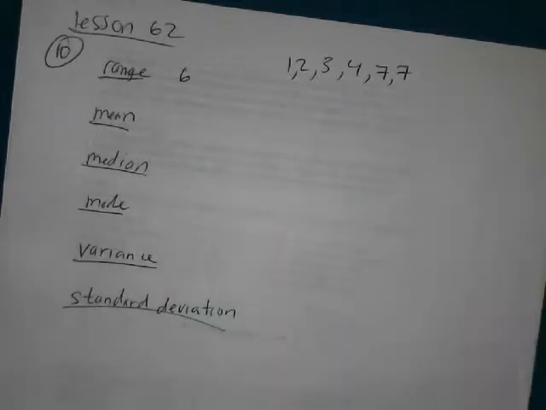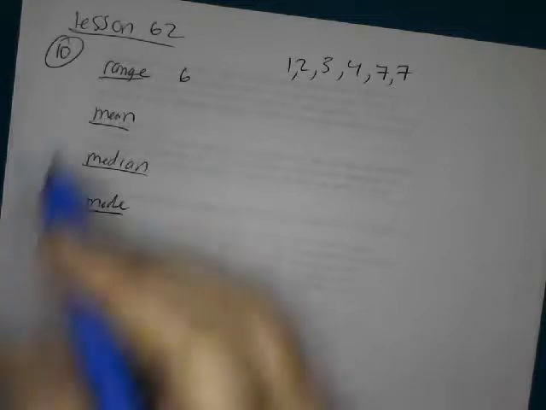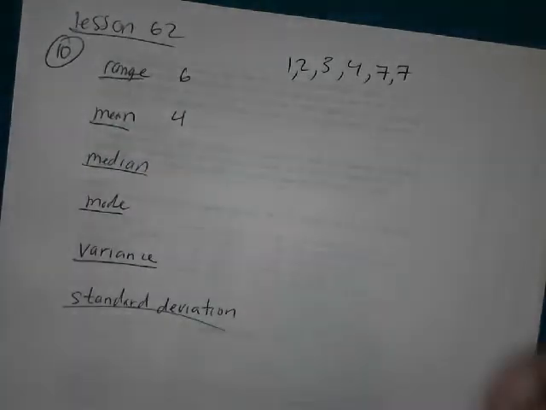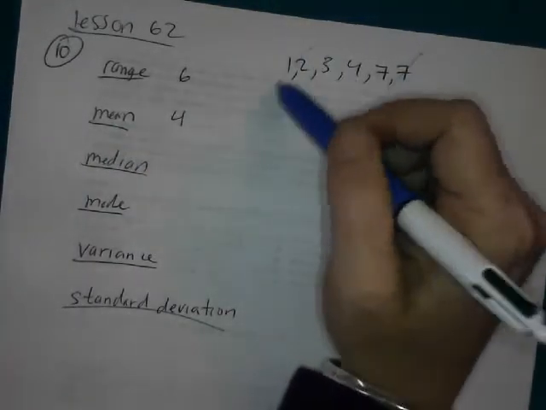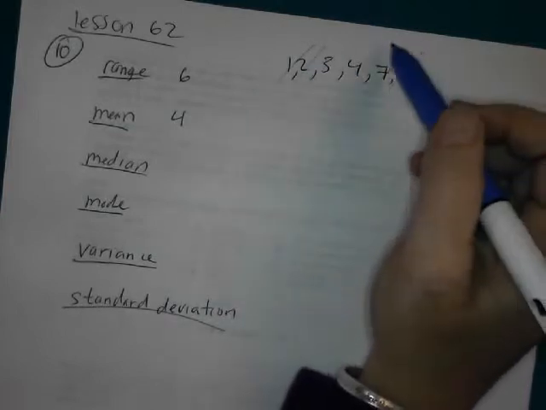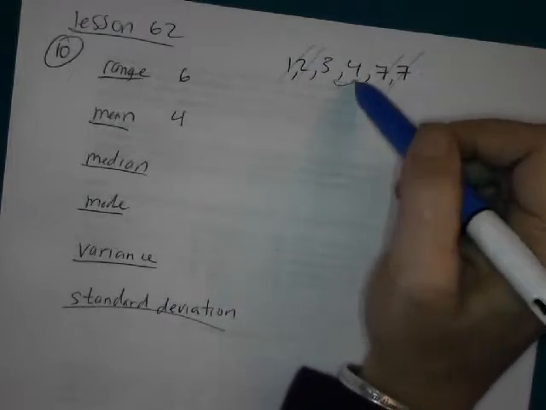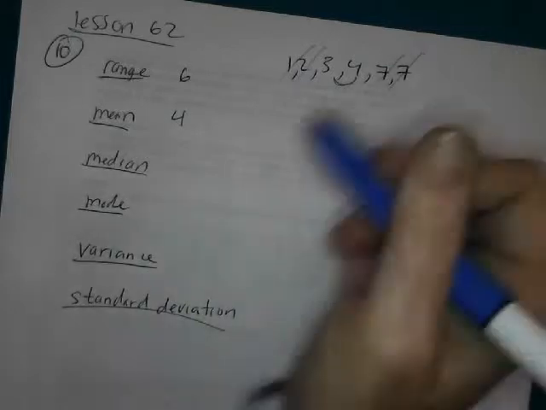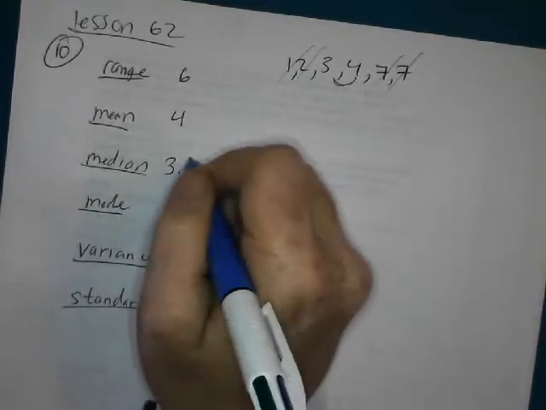Anyway, the range is 7 minus 1 is 6. The mean, does anyone remember what the mean was? You add them all up and divide by 6. 4. The mean was 4. The median would be the middle number, so it was 3.5 because it's in between those two numbers. And if it's in between, you pick the in between.